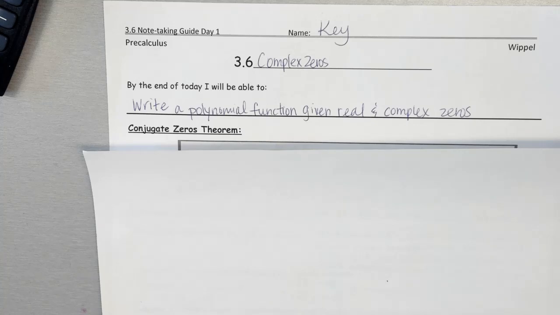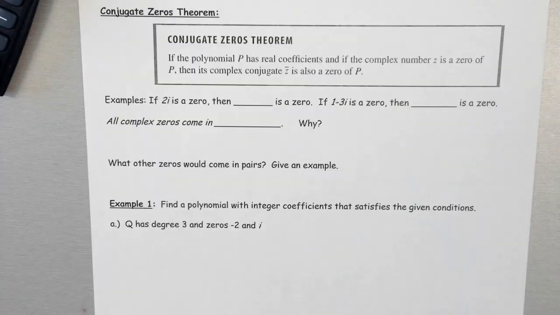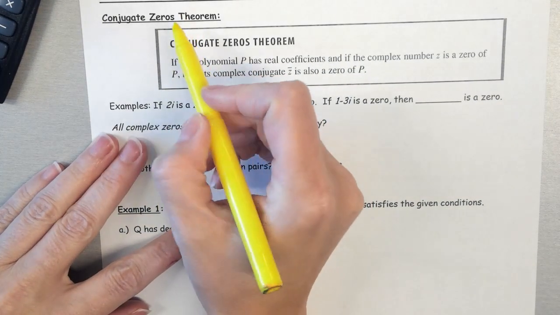Okay, so if a polynomial has a real coefficient, so that means not imaginary, and if the complex number, they call complex numbers Z, so I know that's something new for you. If the complex number is a zero of P, then its complex conjugate, which they call Z with a line over it, is also a zero of P. So you don't have to worry too much about the notation there. I just want you to understand when you see these blue boxes in your textbook what they're trying to tell you. So this is on page 274, the conjugate zeros theorem.